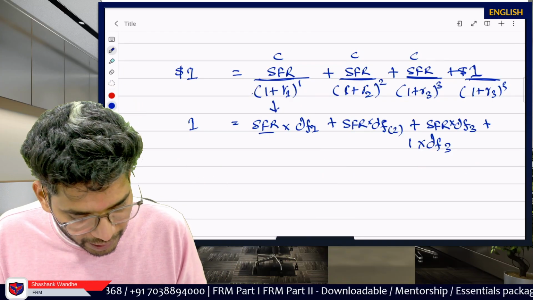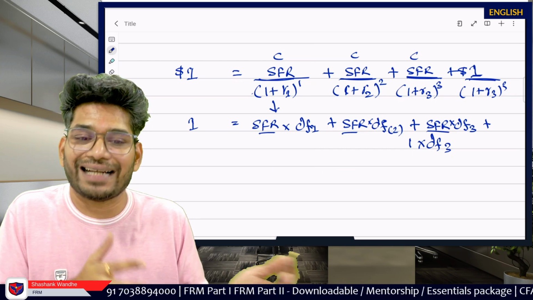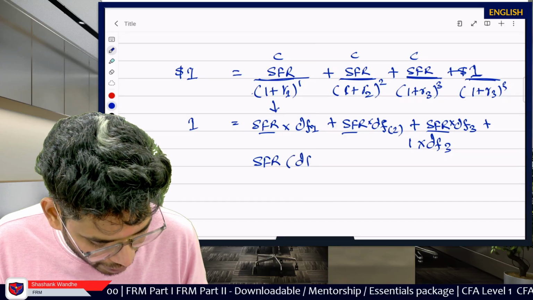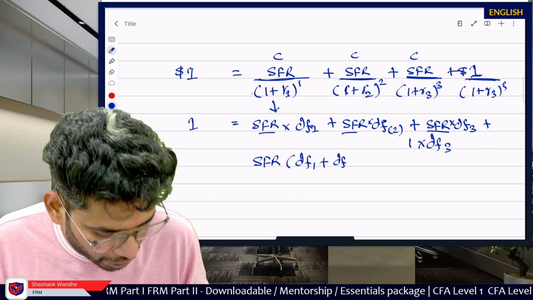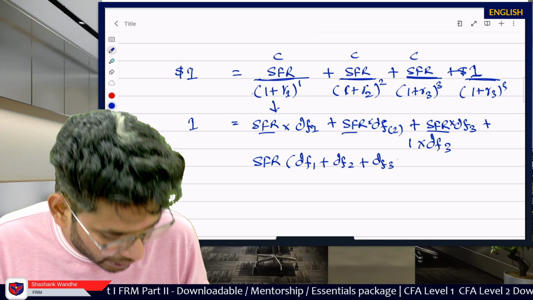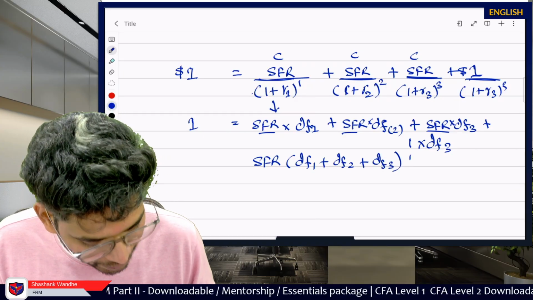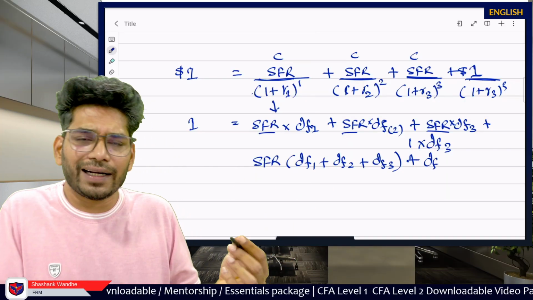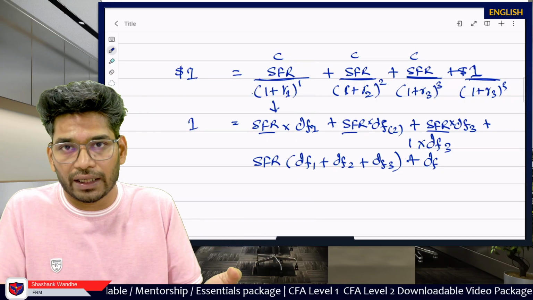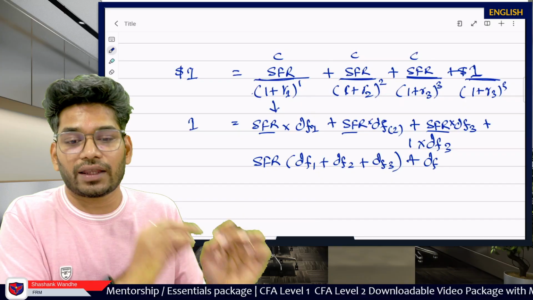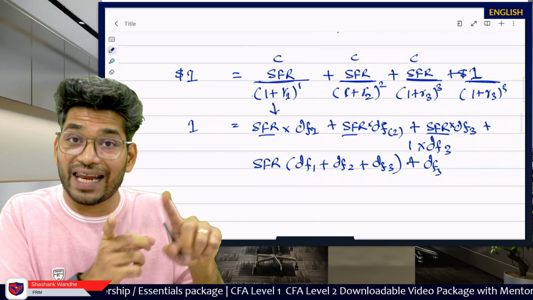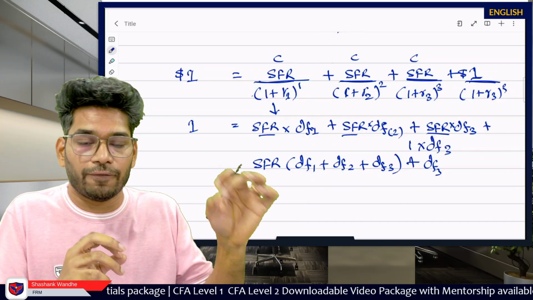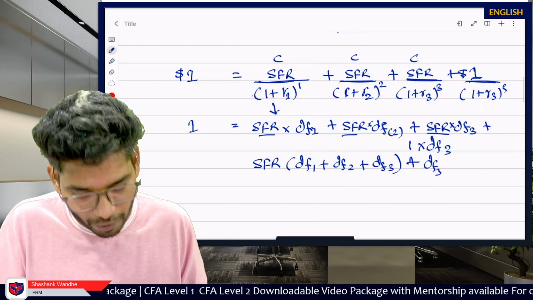Now see, here we have the SFR. We can take SFR common. So here you have the SFR, then we have discount factor 1 plus discount factor 2 plus discount factor 3. I'm assuming you know this much maths. Plus 1 into discount factor 3 is simply the discount factor 3, because we are taking the 3-year swap. So here the third discount factor is our last discount factor, right? If you take the 4-year term, then the 4th year discount factor will be your last discount factor.